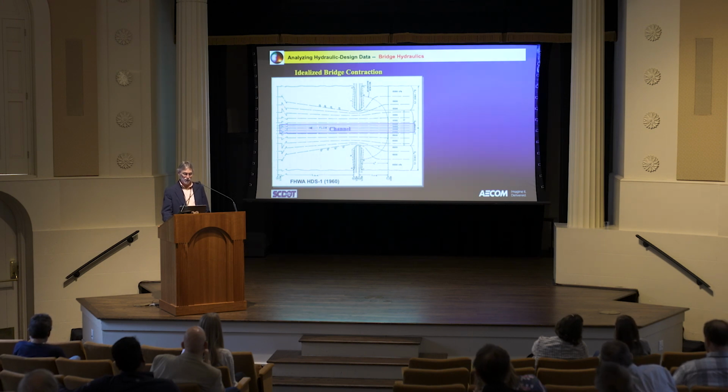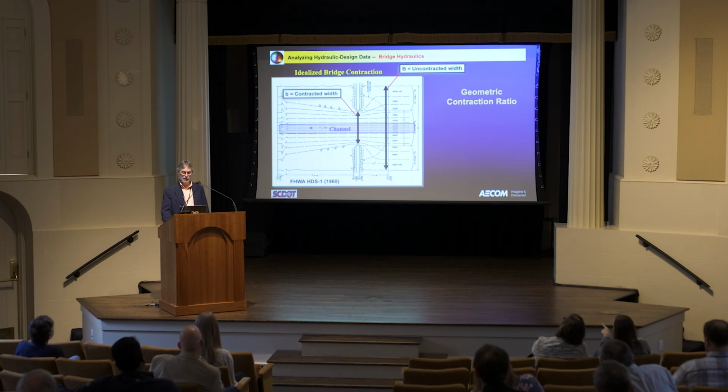But this is where your channel would be. This would represent your uncontracted section upstream of your bridge, and then this would be your contracted section at your bridge. And it presents what's called the geometric contraction ratio in this report. This is the equation: it's 1 minus little b over big B, as defined in the graph there. And again, it's just a measure of how severe the bridge is contracting flow. If you have zero contraction, it means you span the whole floodplain and you're not doing any contraction.